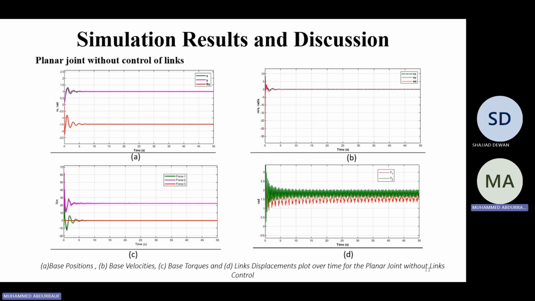Now, next, we move to the planar joint without control of links. So we switch to a planar joint, and we put our set points to be 1 for both our X and Y, and we can see that it's following the trajectory quite nicely. And for our rotation, minus pi/2. So we have some deviation from what we actually set it to be. And these are control torques, and these are velocities. And we can see oscillations of the links here, and that is because we've not started controlling the links.